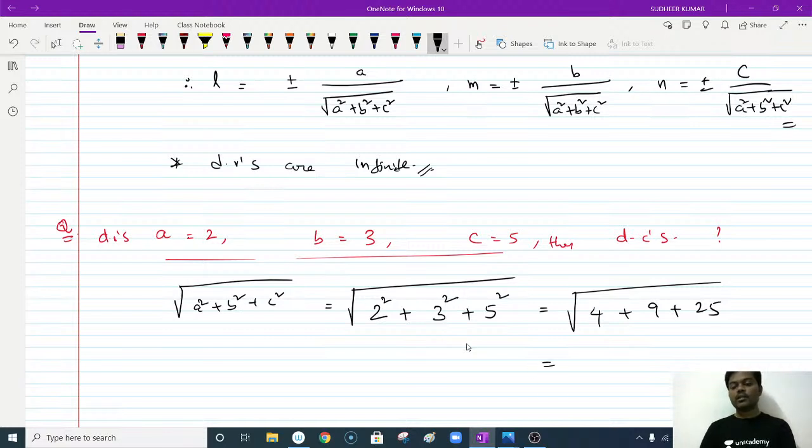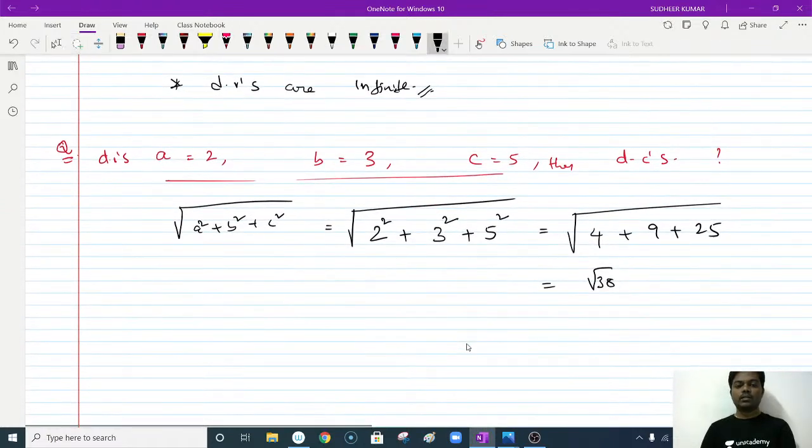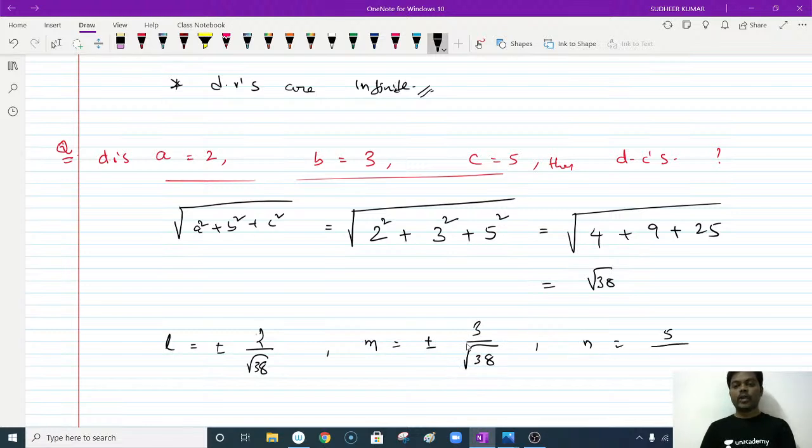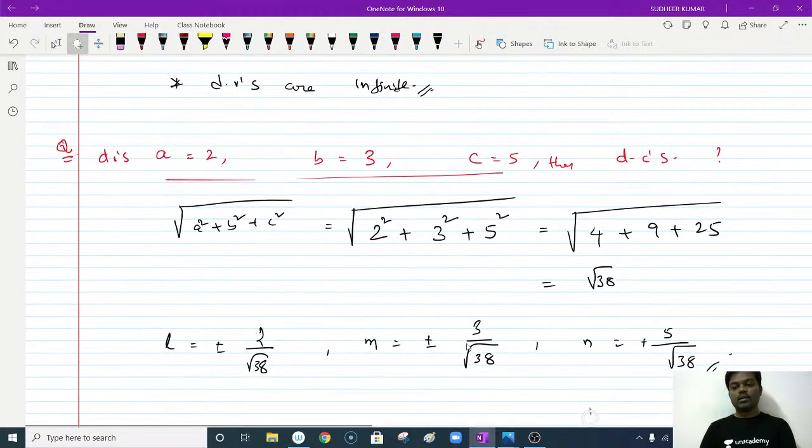Then the result is 38. So square root of 38. Then the direction cosines are L equal to plus or minus 2 by root 38, and M equal to plus or minus 3 by root 38, and N equal to plus or minus 5 by square root of 38. That's it.